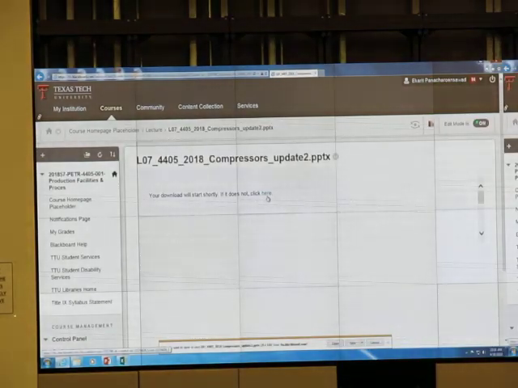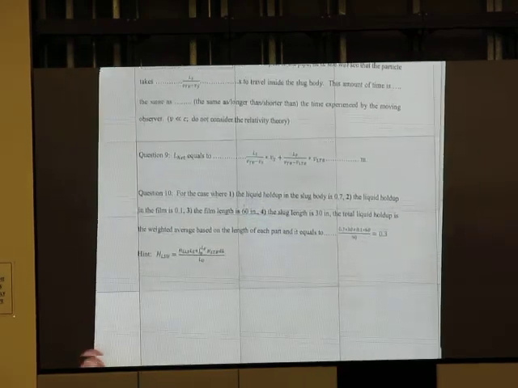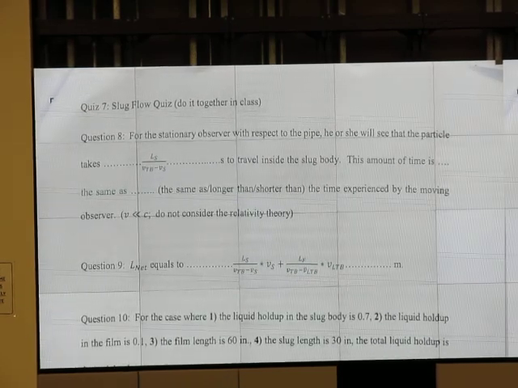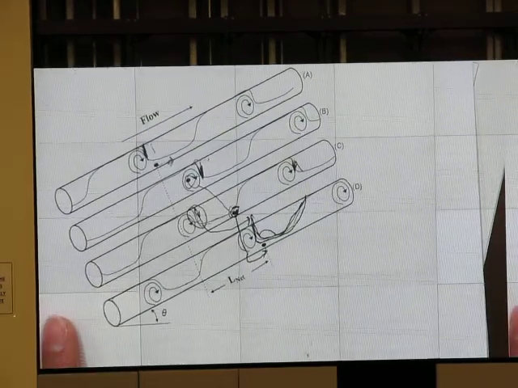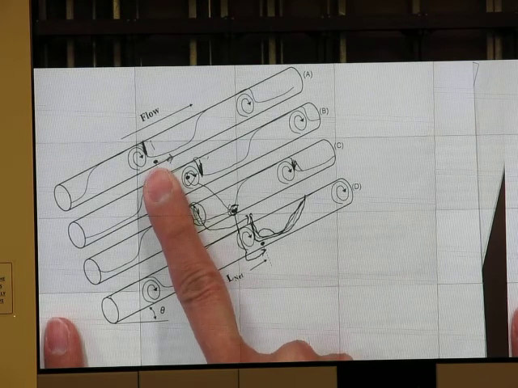Last time we talked about details of slug flow. This is a solution. So last time we had this kind of problem. We're trying to find out what will be the location of this solid particle.